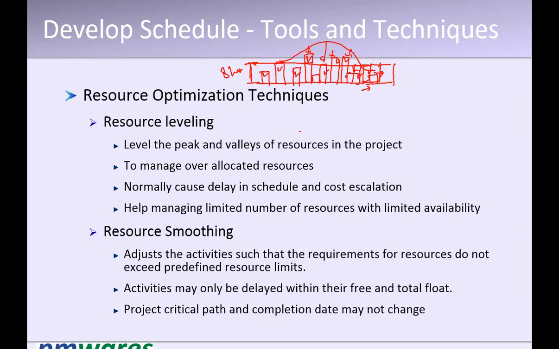So basically, removing any kind of over allocation is resource leveling. It often increases the project duration. What is resource smoothing? It is adjusting the activities within the float to level the resources. Any kind of removing the over allocation by adjusting the activities within the available float.